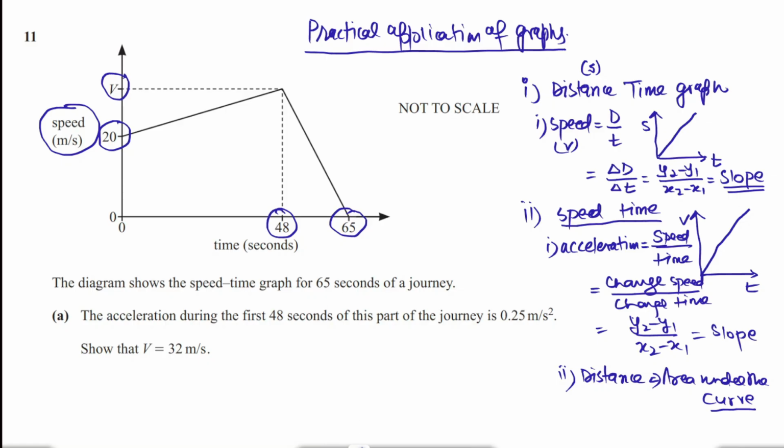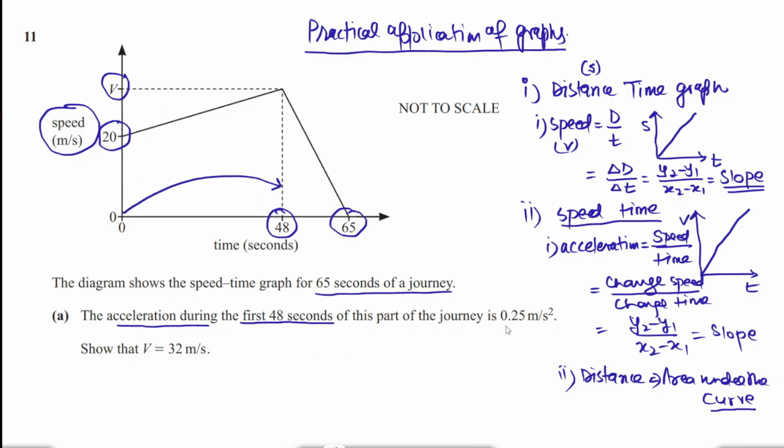Okay, so now what we have to do: 65-second total journey time, and acceleration during the first 48 seconds. That is very, very important. Do not consider all of the diagram. You may be asked problems in the parts also. And the acceleration of this part till 48 seconds. We are talking about this part, till this part only.